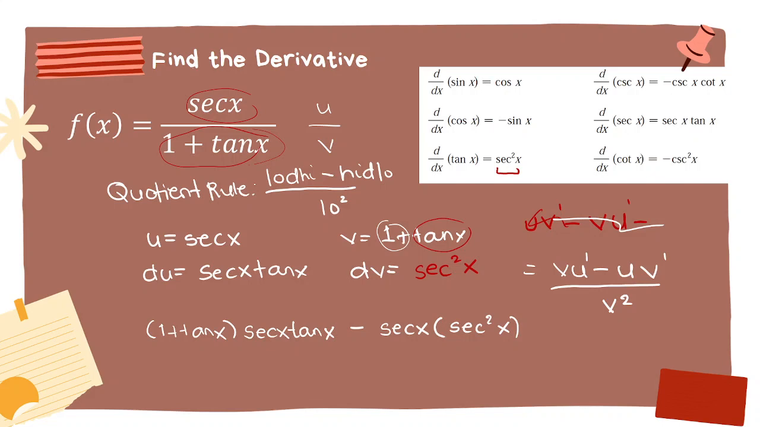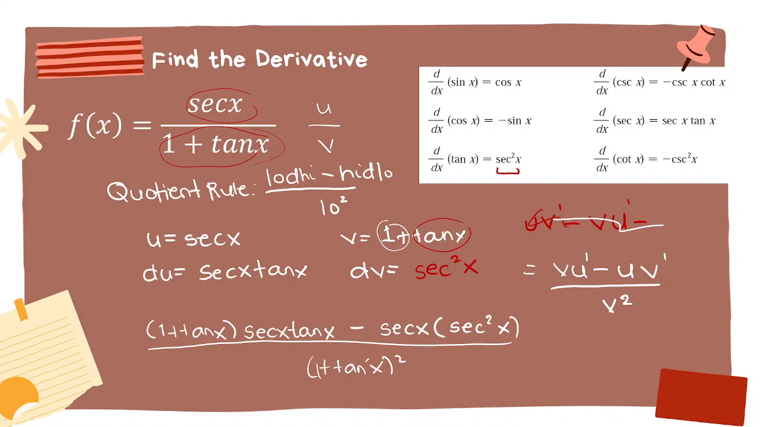So, question. Wait lang, yung sa baba, ay, denominator, which is our denominator 1 plus tan x squared. Gets? Now, we need to simplify this one. How are we going to simplify that one?